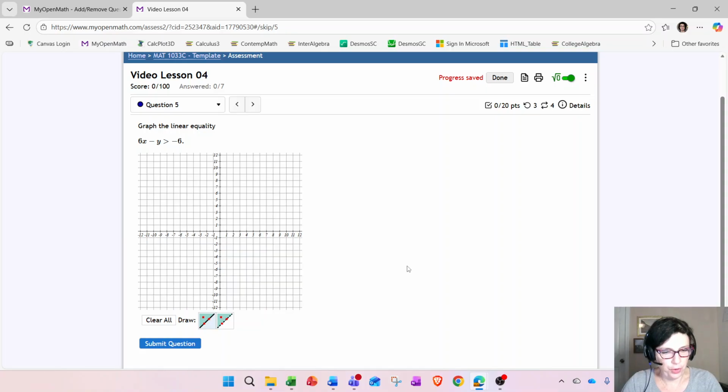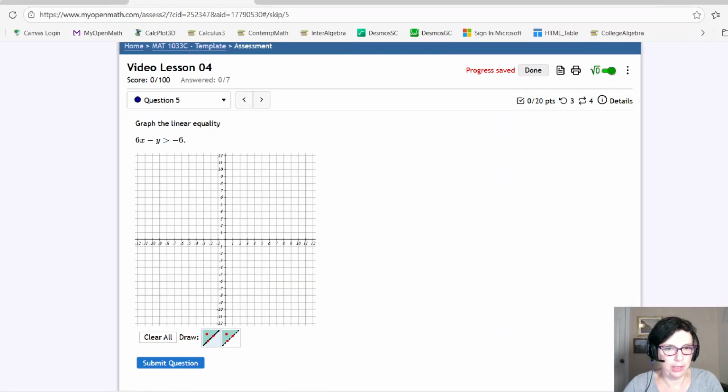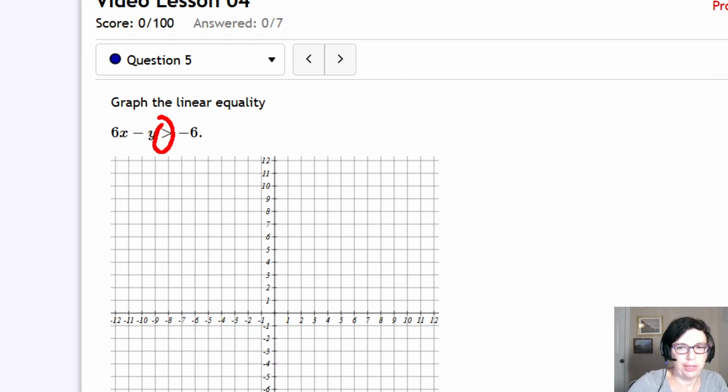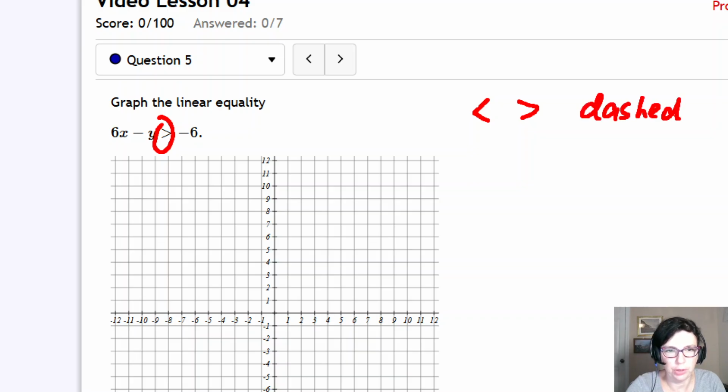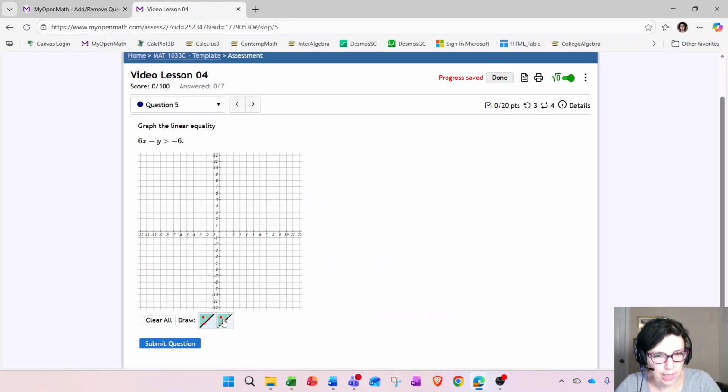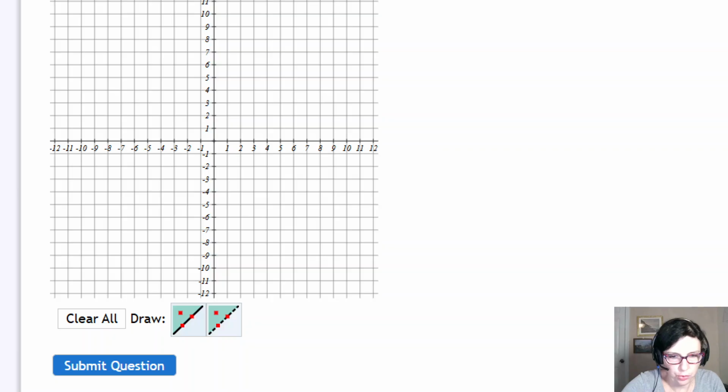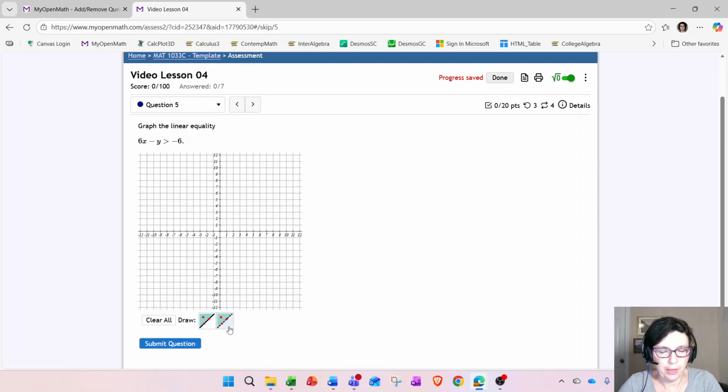All right, so first we're going to concentrate on the sign here. Is it going to be dashed or solid? How do we decide? Well, if it's less or more, that's going to be dashed because the boundary is not included. Okay, so when it's equal, it's not part of the region. But if it's less than or equal to, more than or equal to, that would be solid. Okay, so for me though, I need to choose the dash. So out of these two options, I'm going to choose this one right here. So that's the dashed.